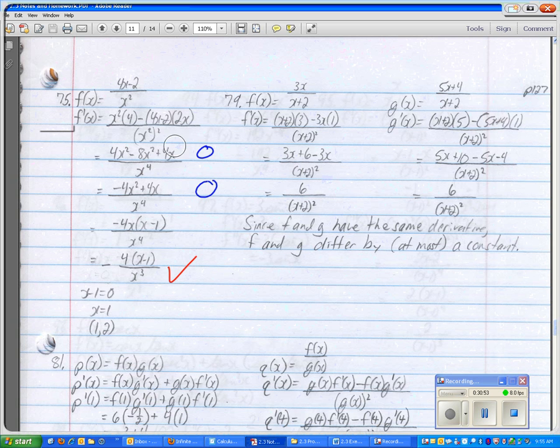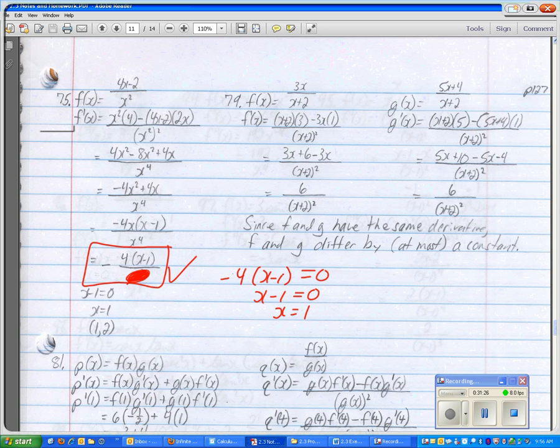But if we get this for our derivative, and we talked about this the other day, when does a fraction equal 0? When the numerator equals 0. So don't set the denominator equal to 0. The denominator has nothing to do with when a fraction equals 0. So if you take negative 4 times x minus 1 and set it equal to 0, you quickly get x minus 1 equals 0. So x equals 1.